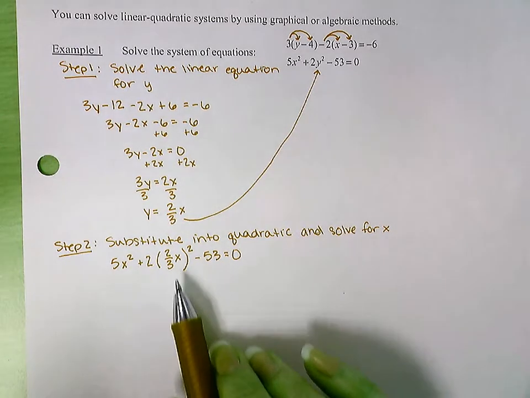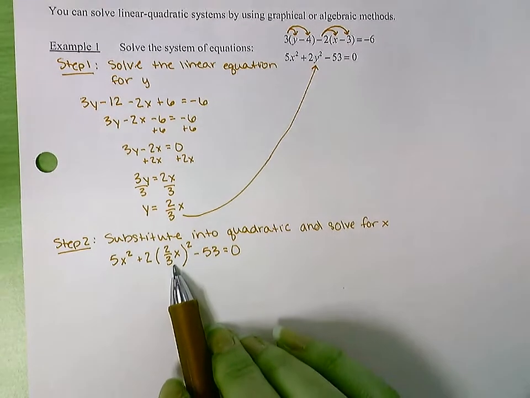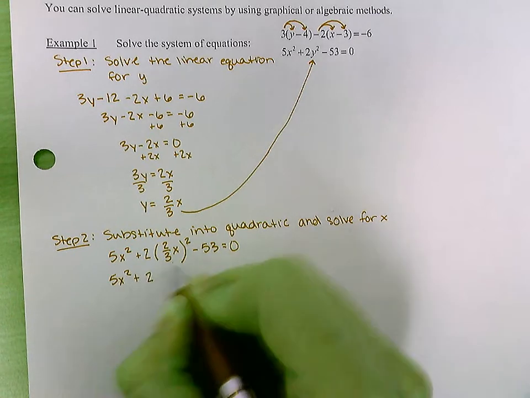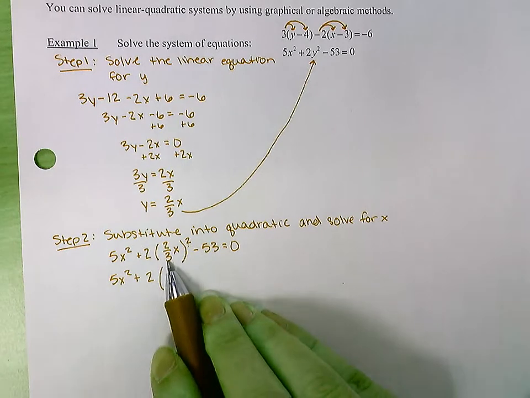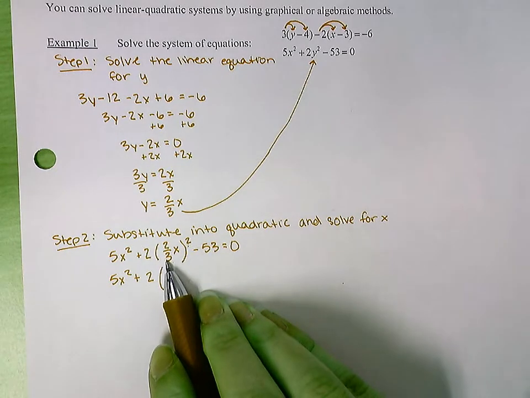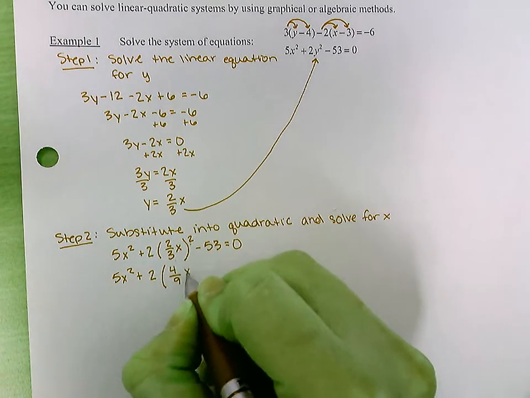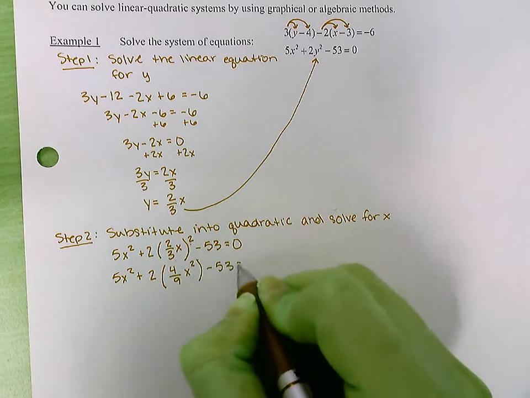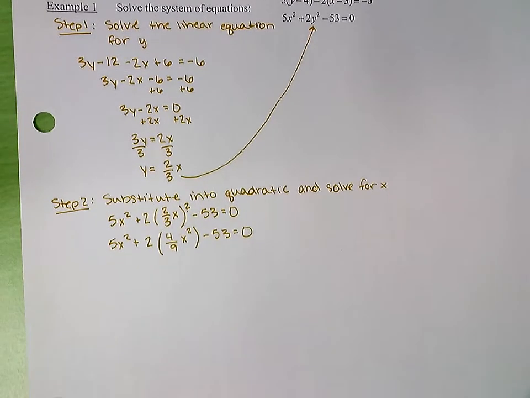Now from here, what I want to do is solve for x. First, I'm going to square this term. So I have 5x squared plus 2 times the quantity. You need to square both of those numbers in your fraction. So I have 4 over 9 x squared minus 53. All I did in that step was square what's in that parenthesis there.